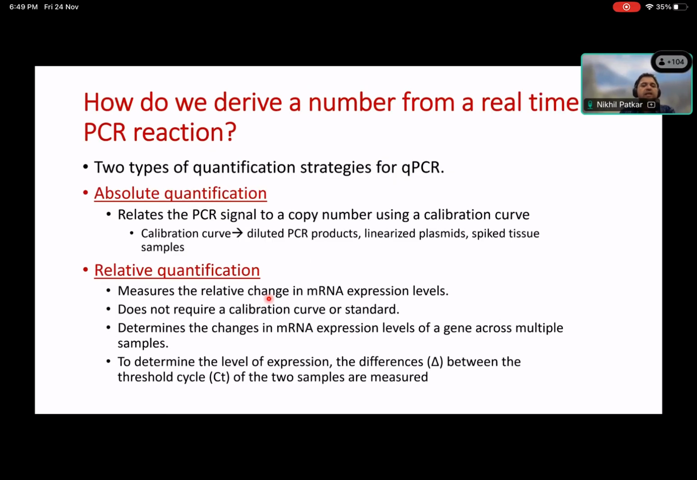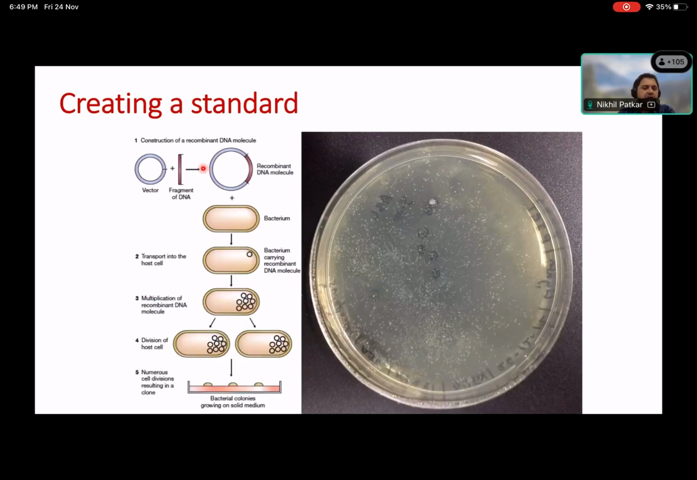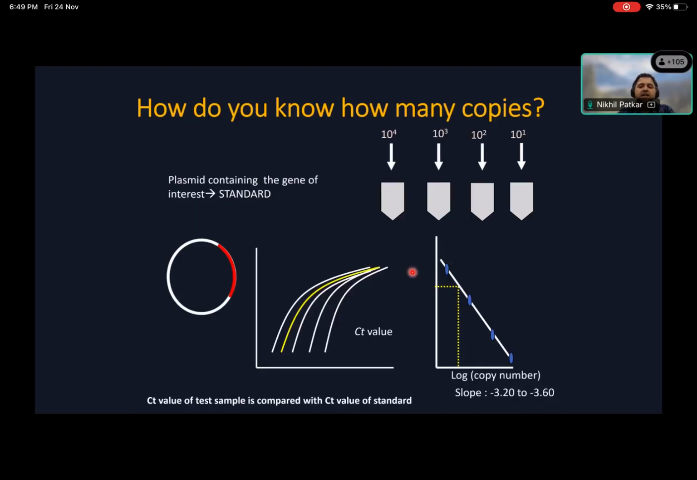So how do we get a number from a real-time PCR CT value? This is done by a technique known as either absolute quantification or relative quantification. In absolute quantification, the PCR signal is converted to copy number using a calibration curve, made from either linearized plasmids or spiked tissue samples. In our lab, we created this by doing some simple genetic cloning, wherein you take the clone, insert it in the plasmid, insert it into the bacterium, and let it grow into a colony. Once you get these plates, you extract DNA from them, and these contain your BCR-ABL transcript. Now you can create a serial dilution of these plasmids and then run your test sample. Since we know the amount of target DNA in this serial dilution, we can estimate an unknown sample's BCR-ABL value as well.